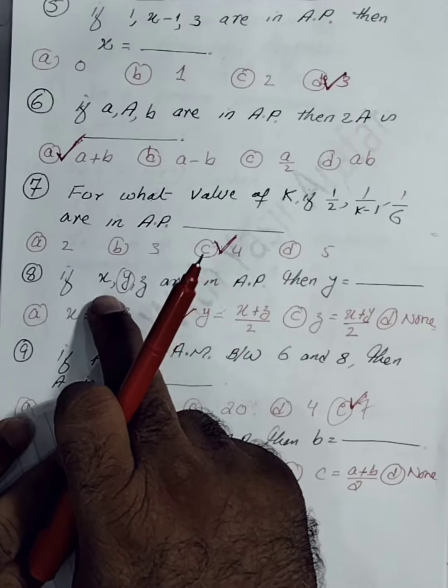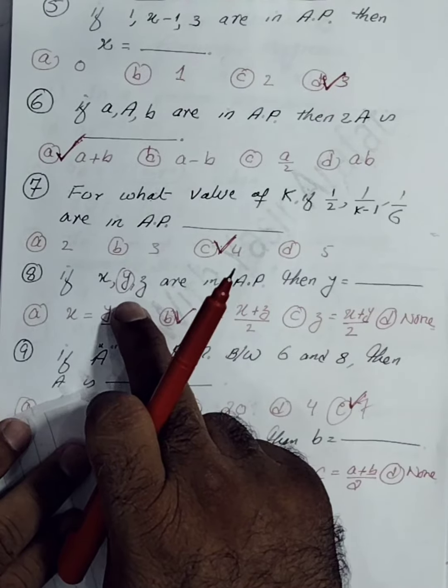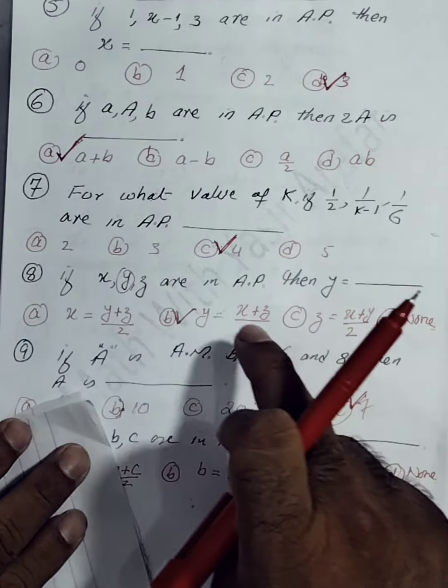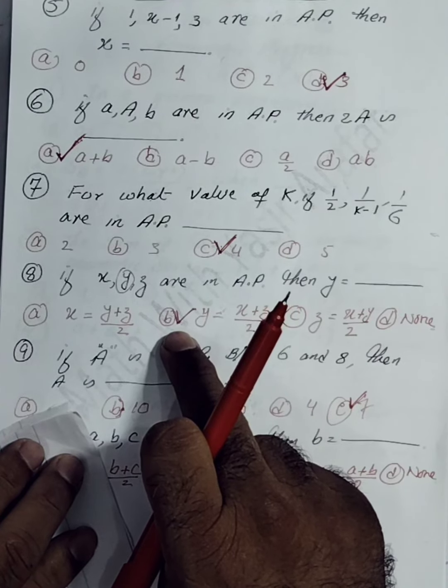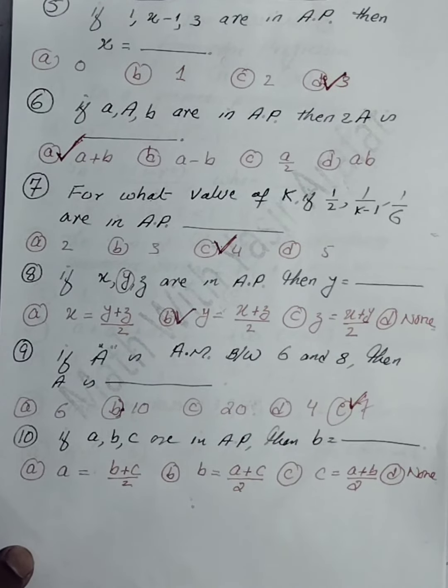Now come to the eighth MCQ here. x, y, z are in AP, then the value of y will be equal to x plus z upon 2. The B option is correct here.